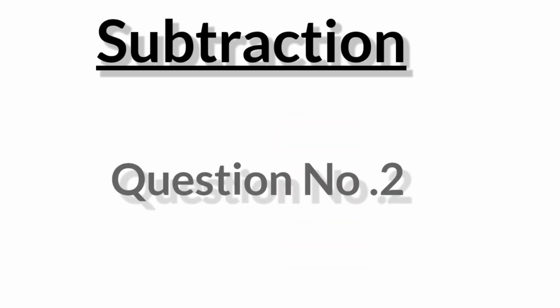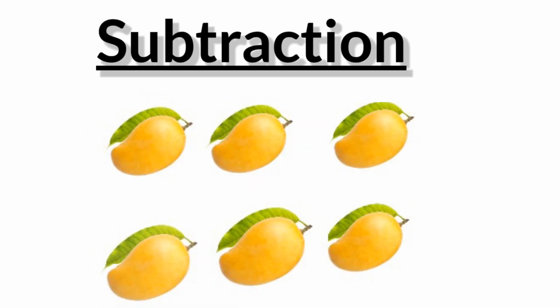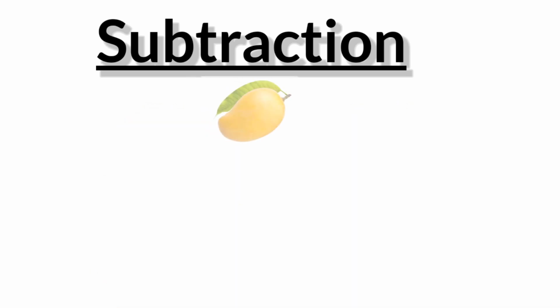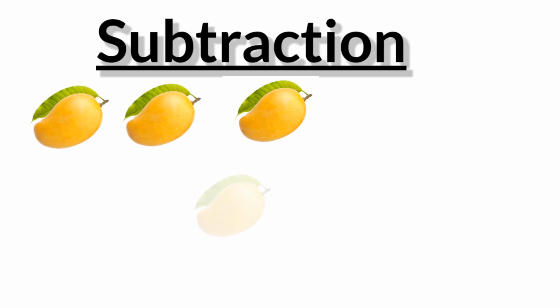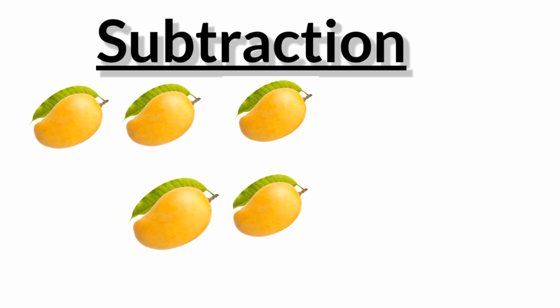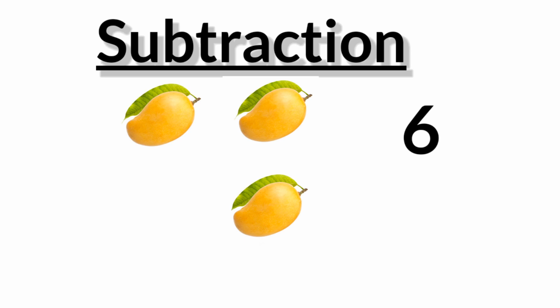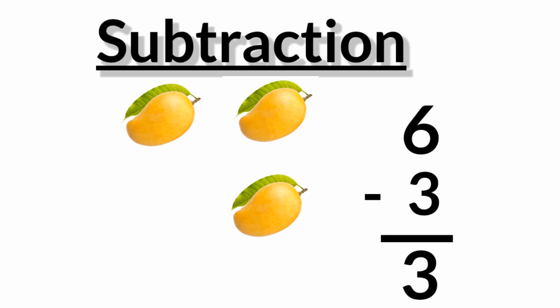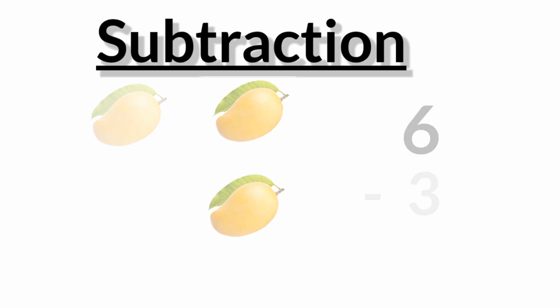Question number 2. We have 6 mangoes. 1, 2, 3, 4, 5 and 6. We write 6. If 3 mangoes are left, we write minus 3 below 6. 6 minus 3 is equal to 3, and also 3 mangoes remaining.